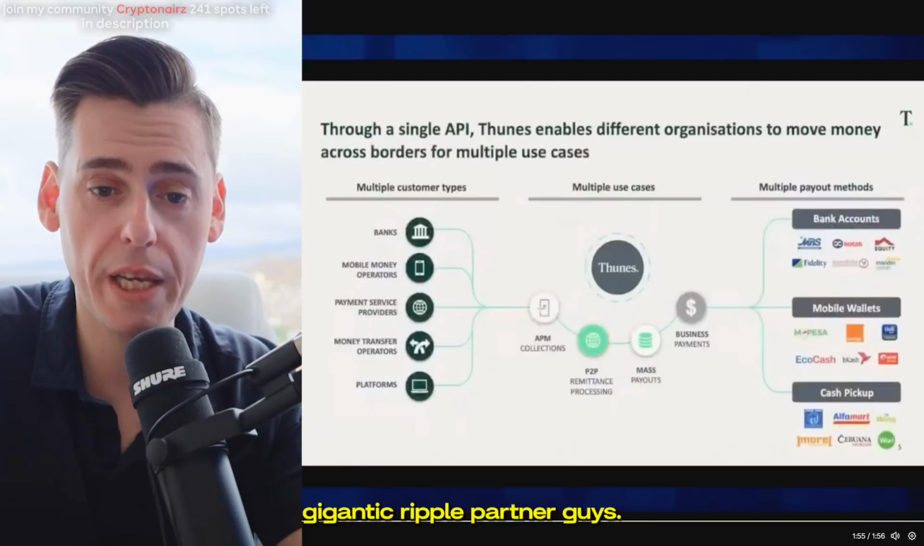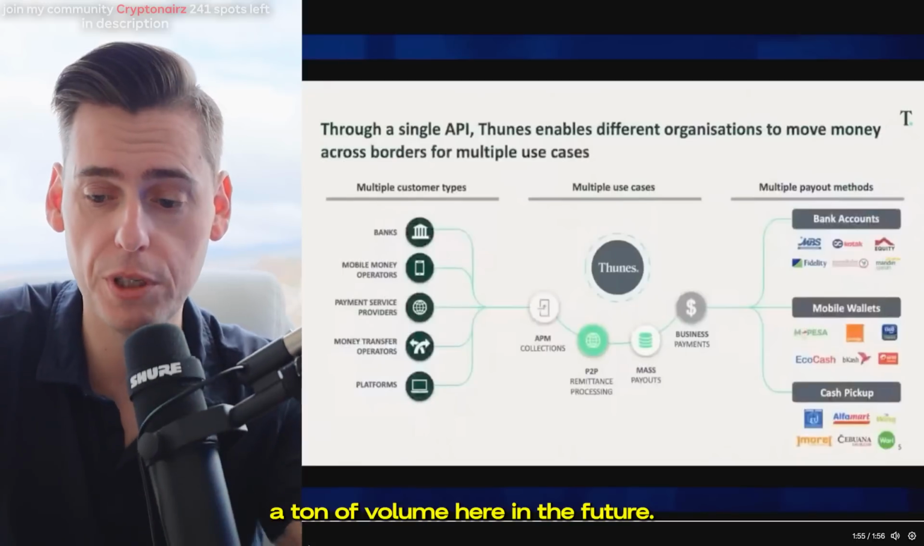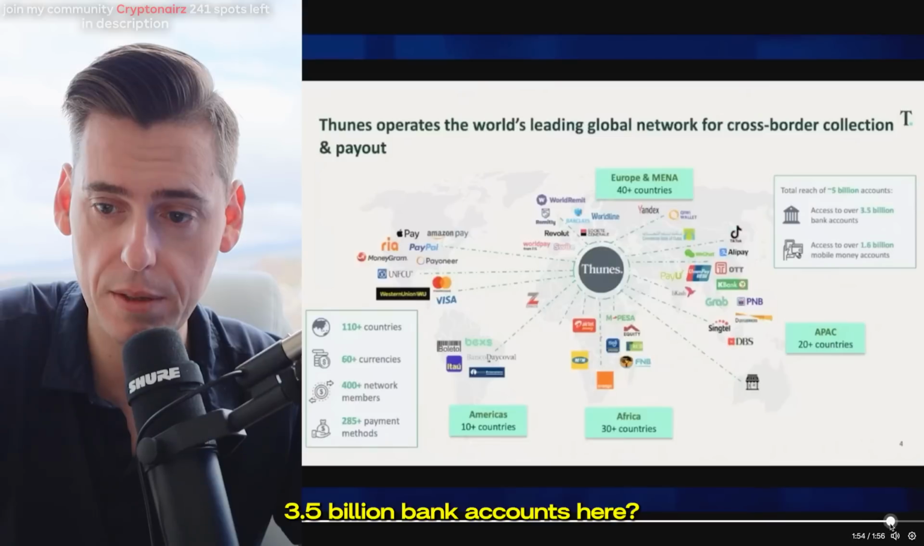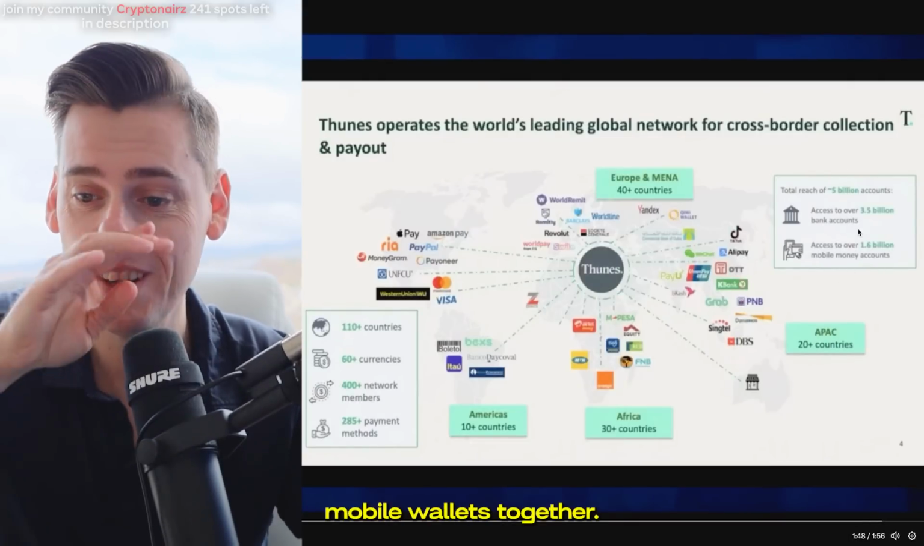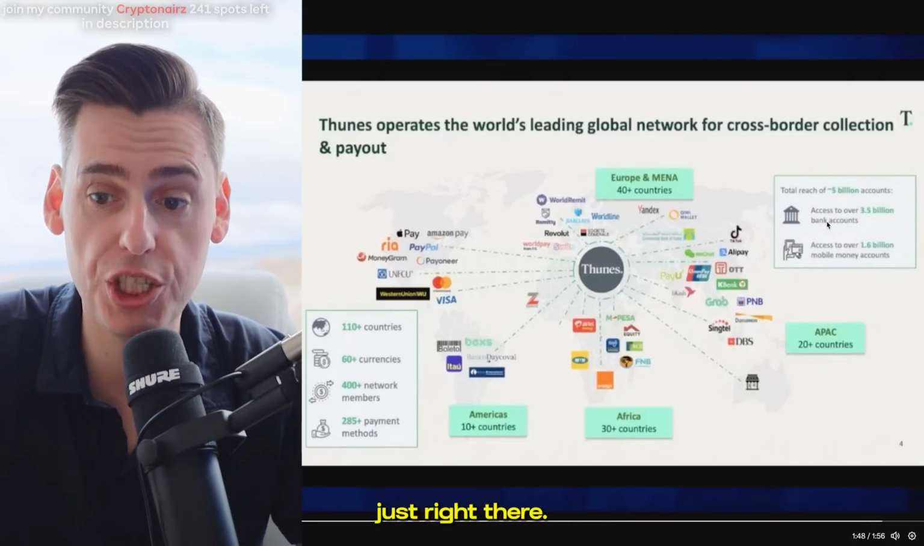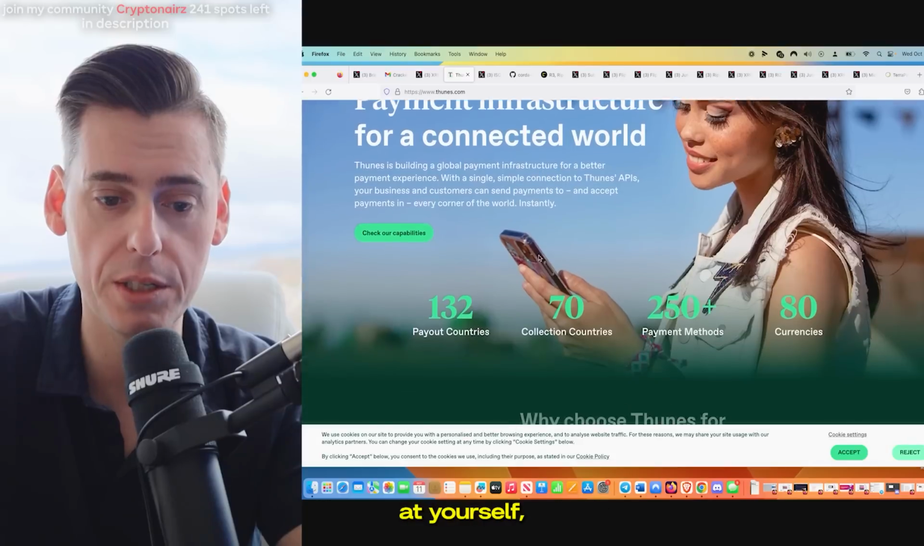This is just another gigantic Ripple partner, guys. I think they're going to be handling a ton of volume here in the future. Did you see 3.5 billion bank accounts here? 3.5 billion bank accounts, access to 1.6 billion mobile wallets. Together, man, 5 billion accounts just right there. Crazy stuff, right? And then this is the website if you want to take a look at yourself.